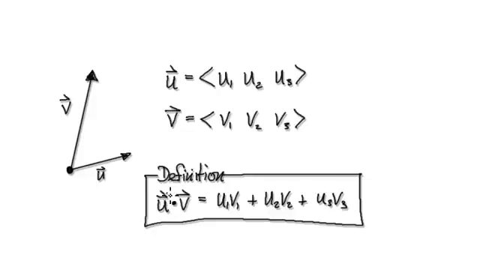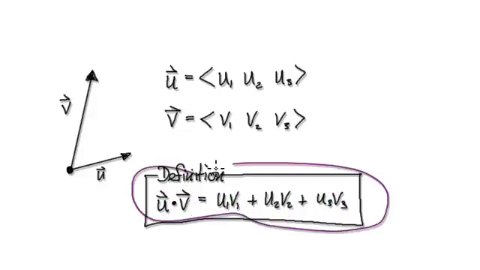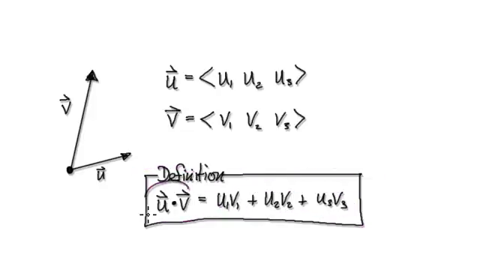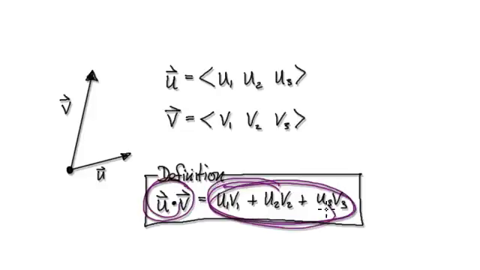Okay, so let's start with a definition. Let's define u dot v as being this thing here. So it's a definition. There's nothing to think about. There's nothing to understand. It's just something that we assign a name to. We are assigning this name to this thing here. It's just a name given to this thing here.